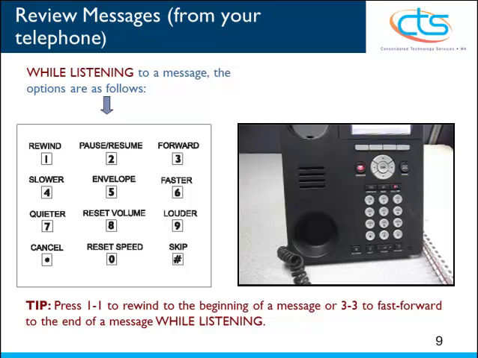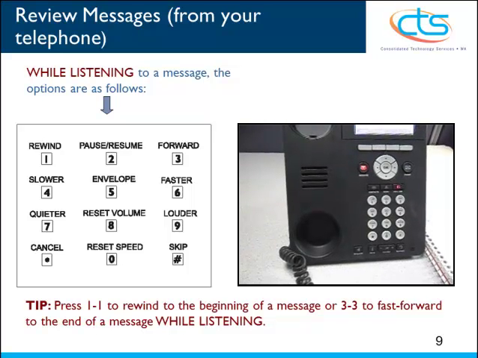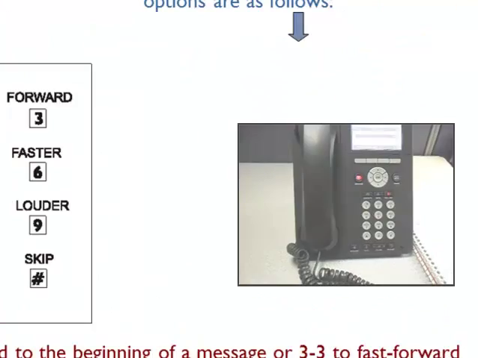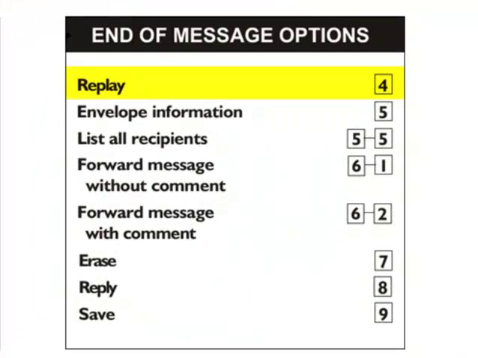Your end of message options are as follows. At the end of a message, you can press 4 to replay the message. 5 will give you your envelope or your date and timestamp information. 5 5 will list all the recipients of the message in the event it was sent to multiple people.